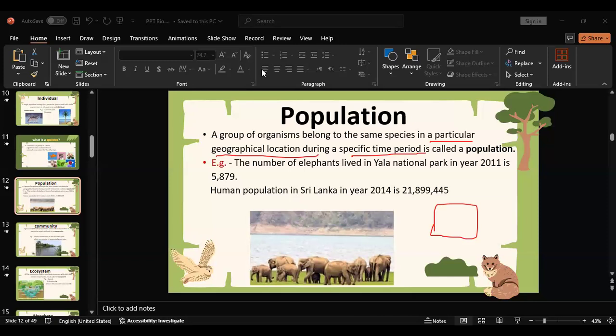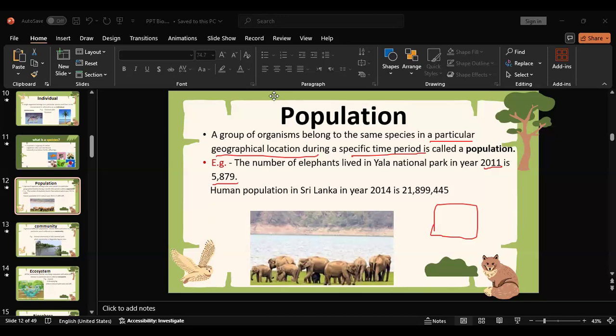Here you may see the example, so it will be clearer. Here you want to see the number of elephants that lived in the Yala National Park in the year 2011 is this much. While you are counting the population, you should say what area you are taking, and which year, what time period you are talking about. These things you should mention.